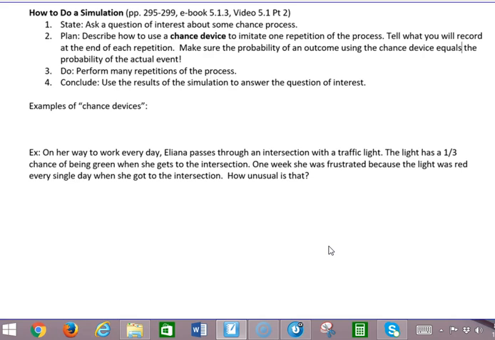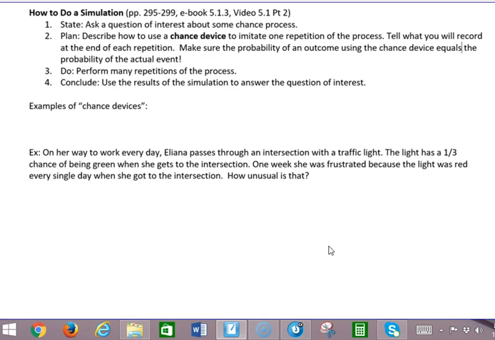Make sure the probability of an outcome using the chance device equals the probability of the actual event. That's very important. Third, then we perform a lot of repetitions of the process, and we use that to create a sampling distribution, and then make a conclusion based on our simulation.